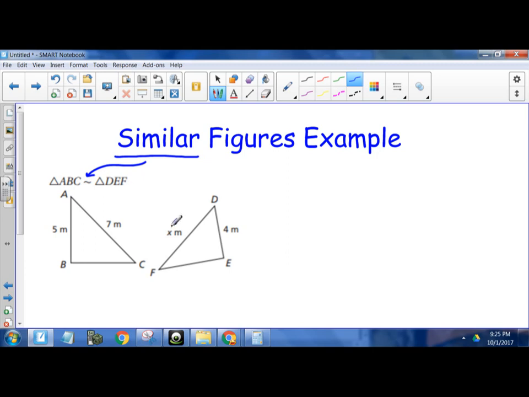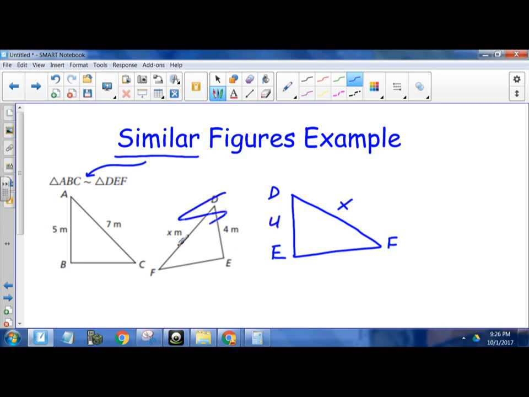Okay? So we can solve for x. Let's find out what x would be. First of all, be careful, right? This figure, if you were to redraw it to match triangle ABC, side DE would be over here, with the letter F over here. So the length of DF is x, and the length of DE is 4.